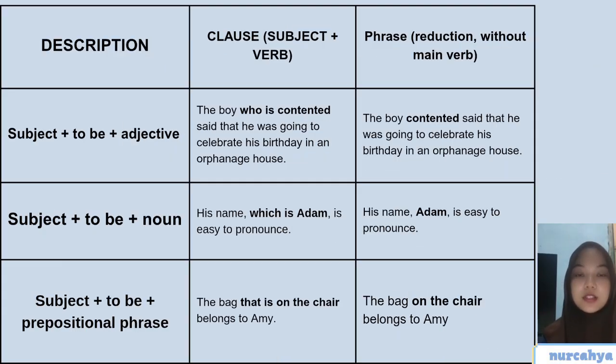Description: clause subject plus verb phrase, reduction without main verb. Subject plus to be plus adjective. The boy who is content said that he was going to celebrate his birthday in an orphanage house. The boy content said that he was going to celebrate his birthday in an orphanage house. Subject plus to be plus noun. His name, which is Adam, is easy to pronounce. His name, Adam, is easy to pronounce.